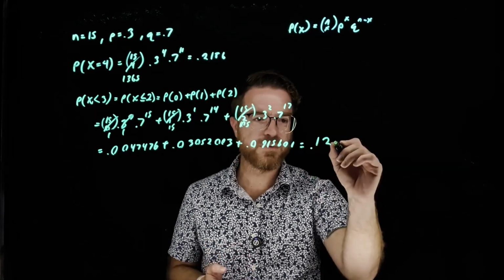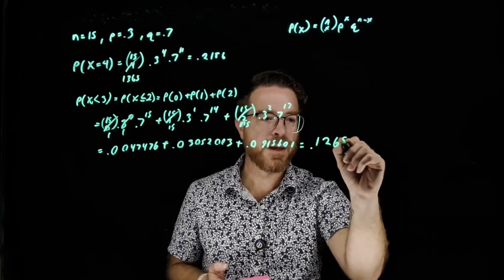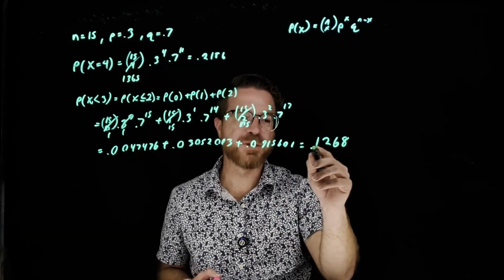0.12682. So I'm just going to round this to 0.1268. I'm doing 4 decimal places. If you were doing 3 decimal places like on the exam, then this would just round to 0.127.